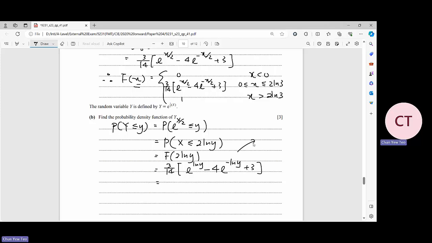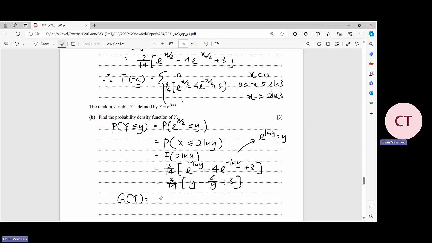So we need to understand that e power ln y is equal to y. We need to know this result. So this one is 3 over 4 of y minus 4 over y plus 3. Okay, so this will be my P of Y less than or equal to y, so my G(y) will be this. I write them in the CDF form: 3 over 14 y minus 4 over y plus 3.